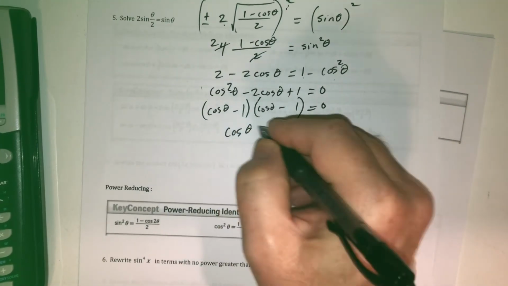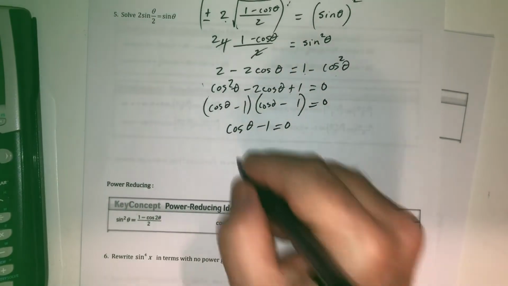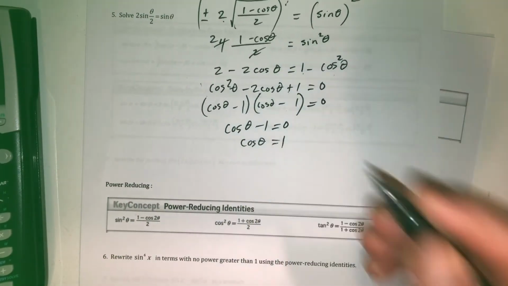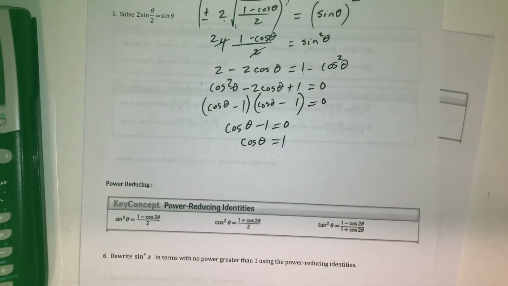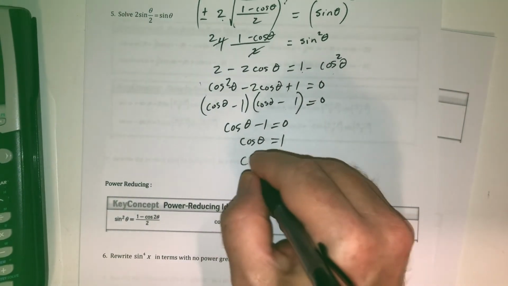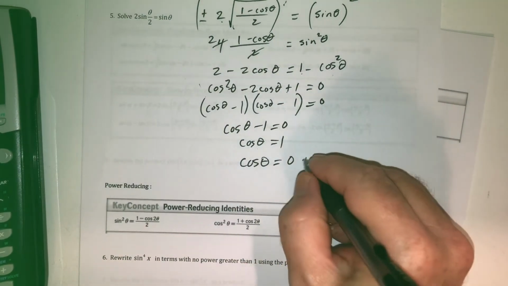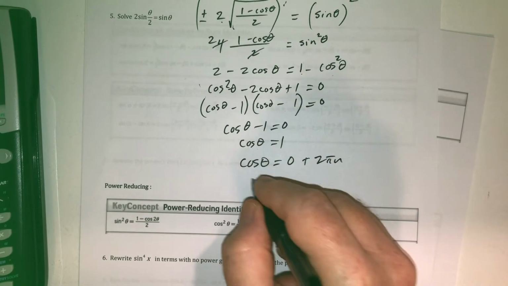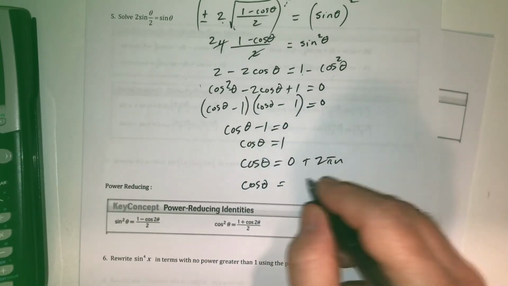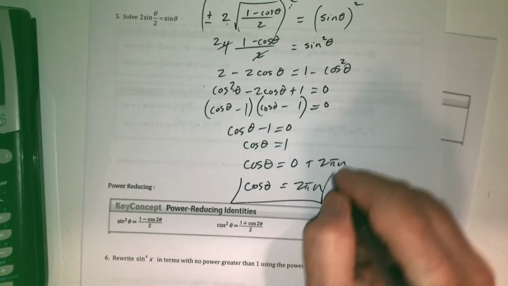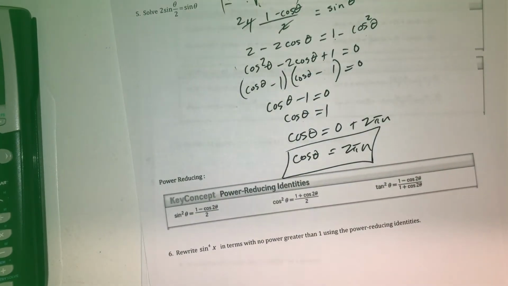So the cosine of theta minus 1 equals 0, which means the cosine of theta equals 1, and that happens at theta equals 0. So theta is equal to 0, all right, plus, this has not been altered, so that would be plus 2 pi n, which means that theta is basically 2 pi n, where n is any integer. Okay, all right, let's move on.